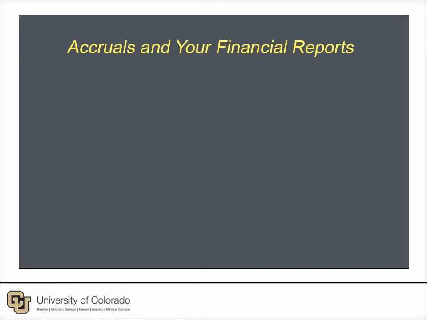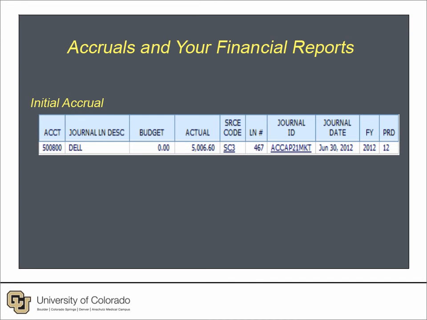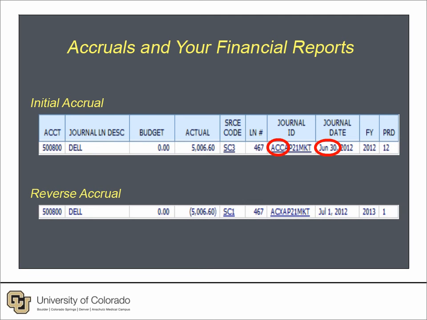How do the accrual and reverse accrual entries look on your financial reports? When looking at the MFIN Financial Detail Report, the initial accrual journal entries begin with the letters ACC and are dated June 30, even though they are run in July. Reverse accrual journal entries begin with the letters ACX and are dated July 1.